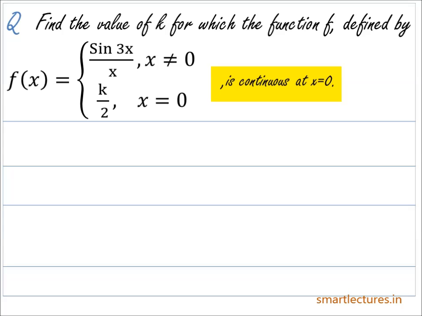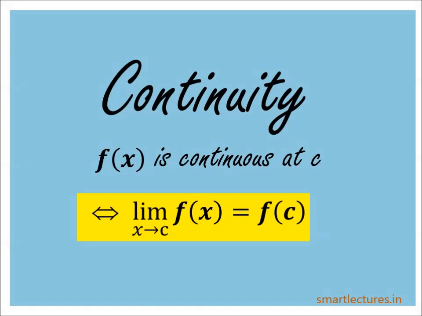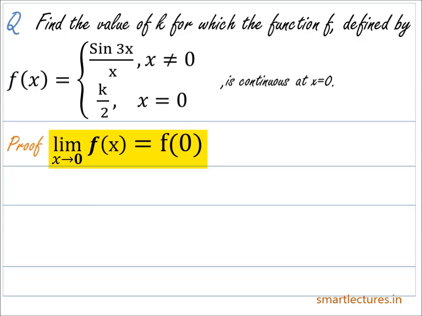Now as per the definition of continuous function, a function is continuous at a point if and only if the limit of the given function at that point is equal to the value of the given function at that point, or in other words, limit x approaches c f of x is equal to f of c. So the given function will be continuous at x equal to 0 if and only if limit x approaches 0 f of x is equal to f of 0.